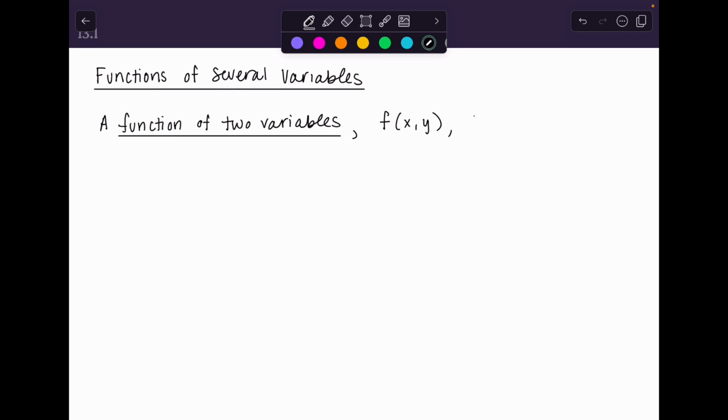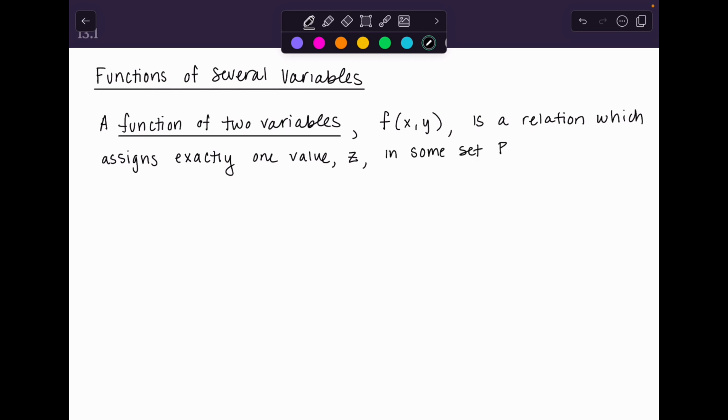This is just some relation which assigns exactly one value z in some set B to every ordered pair xy in a different set D.